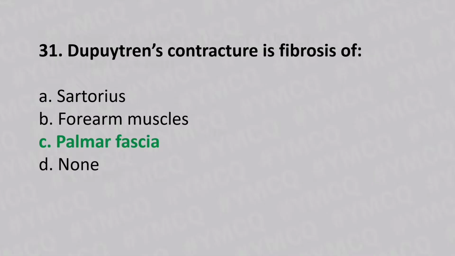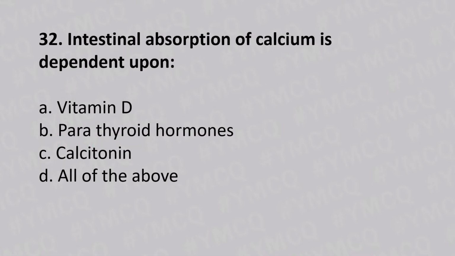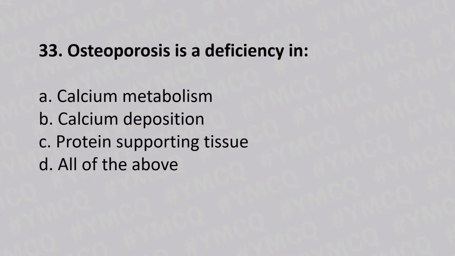Moving to our 32nd question. Intestinal absorption of calcium is dependent upon option A, vitamin D, option B, parathyroid hormones, option C, calcitonin, option D, all of the above. And the answer is option A, vitamin D.